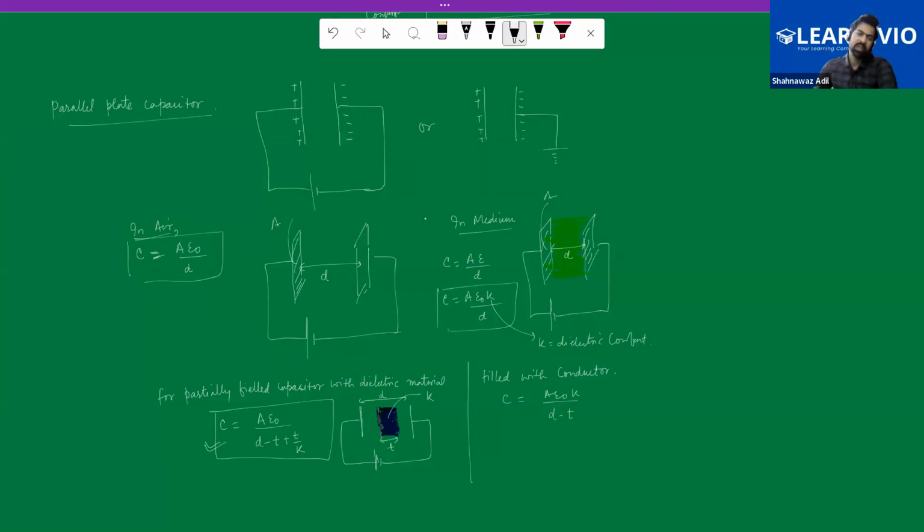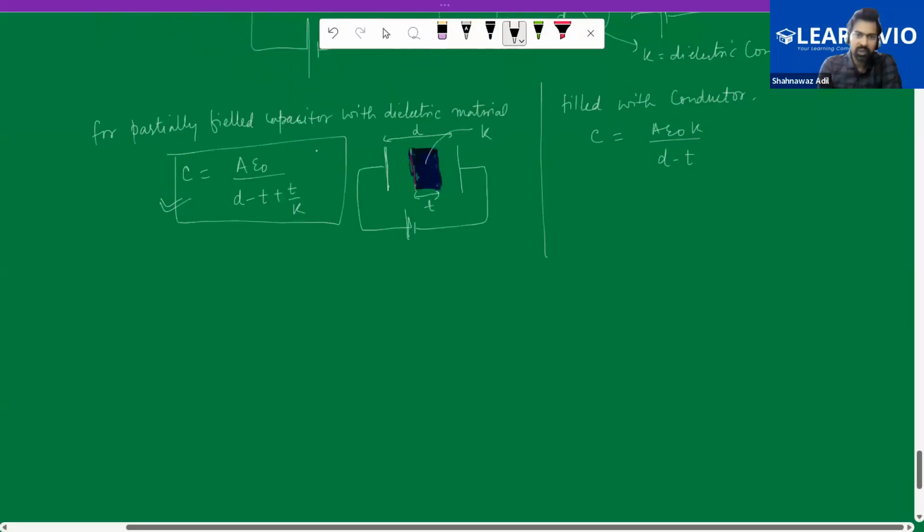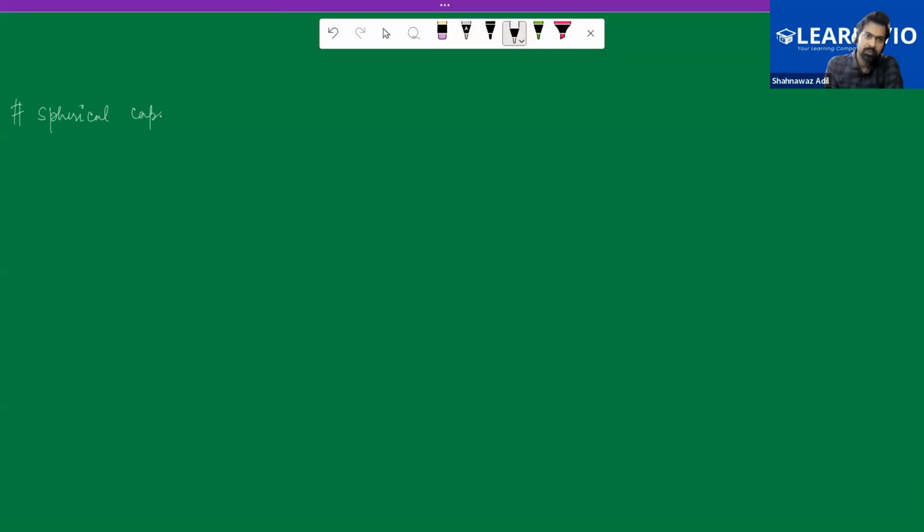Yes, sir. Okay, so then let us quickly do this spherical capacitor. And then we will do all these questions. So we have this spherical capacitor, right? And then we have to find out, let's say, what is the voltage of this thing? So charge on this thing is Q.